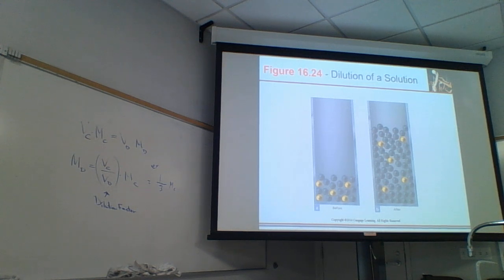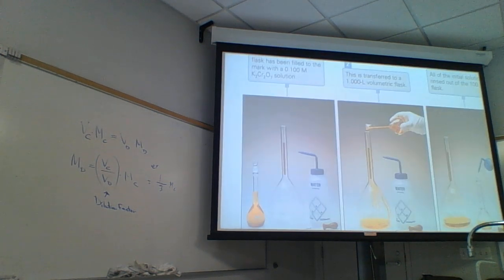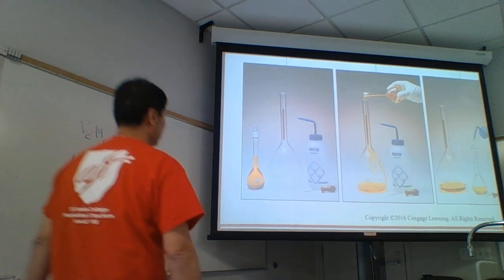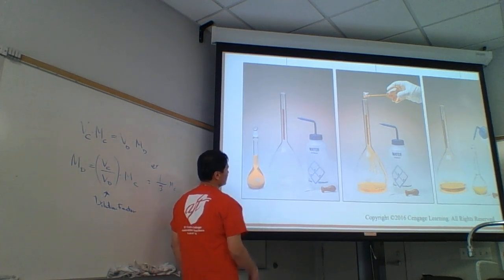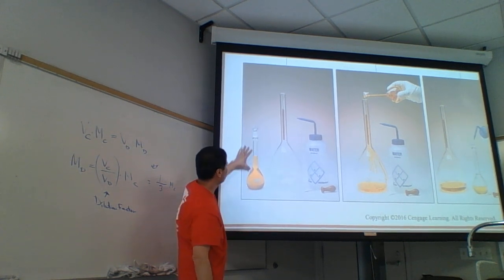Let's see if you can tell what this solution is. These are expensive flasks here. Do you know what these flasks are called? These are called volumetric flasks. Volumetric flasks are high precision glassware. And they have these very long necks.